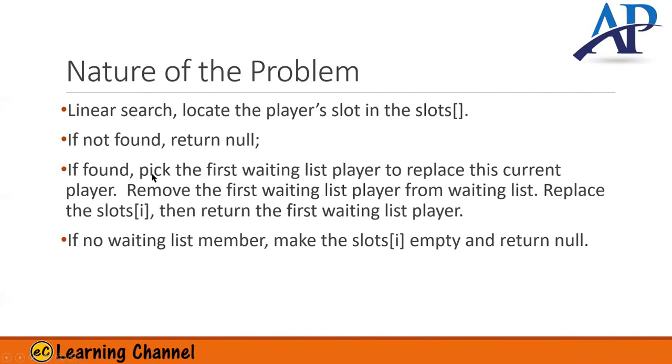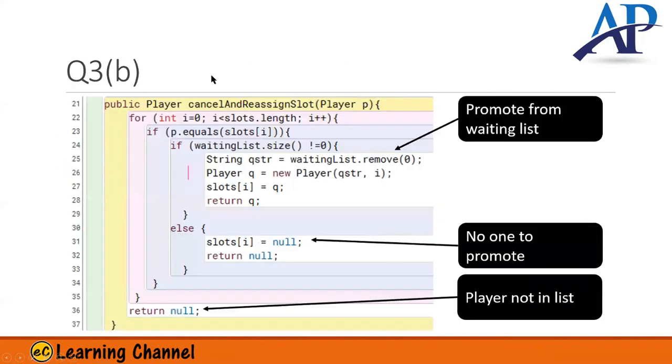If found, that means that the player needs to be kicked out of the tournament. Okay, he cancels anyway. Pick up the first waiting list player to replace this current player. Remove the first waiting list player from the wait list and replace slot i. And then return the first waiting list player. If no wait list member, then we just make the slot empty and return null. So the problem is not really too hard.